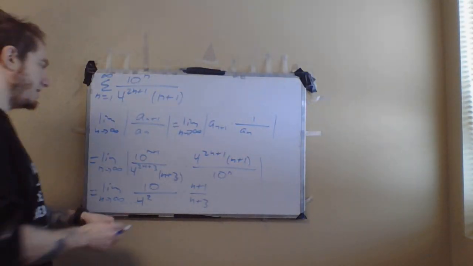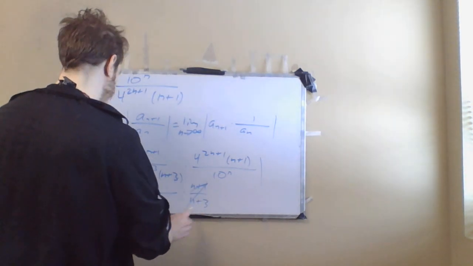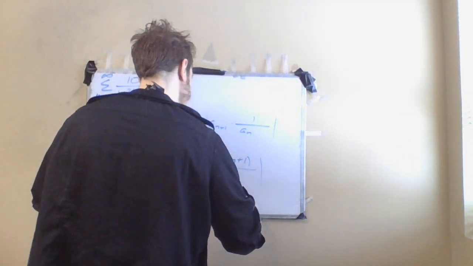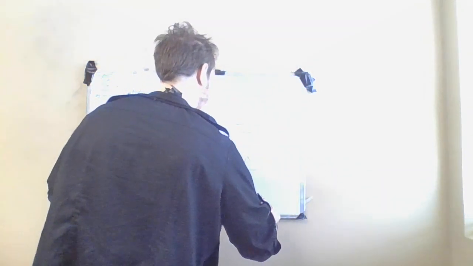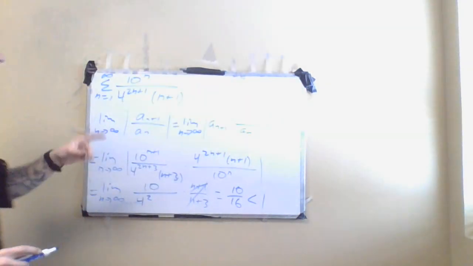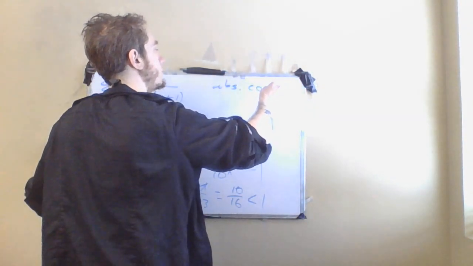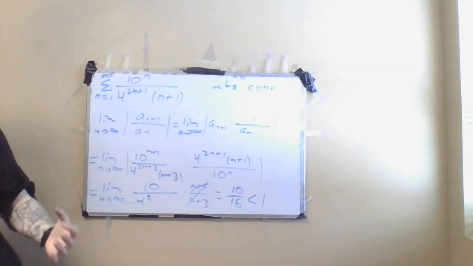Okay, well, the n plus 1 over n plus 3 just goes to 1 as n goes to infinity. So this limit becomes 10 over 16, which is definitely less than 1. And that shows us that this series is absolutely convergent, and hence it is convergent.